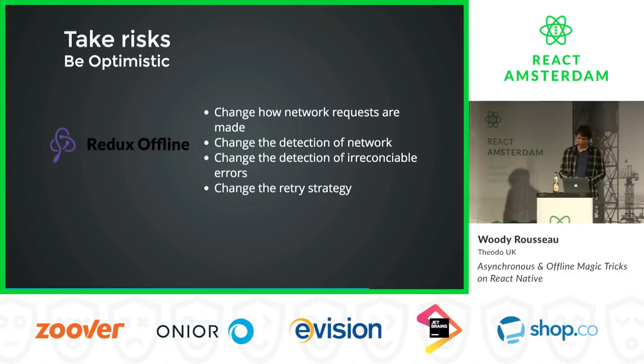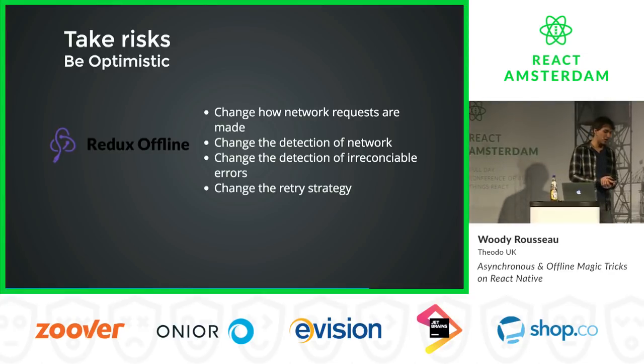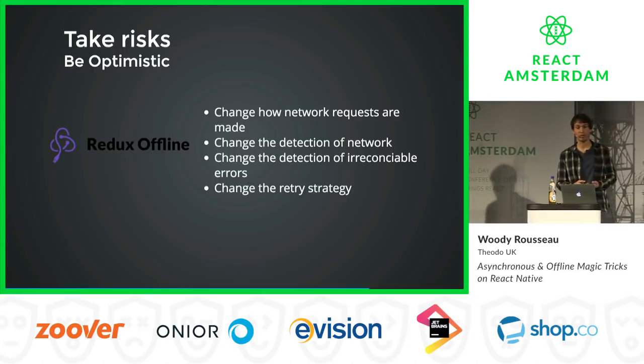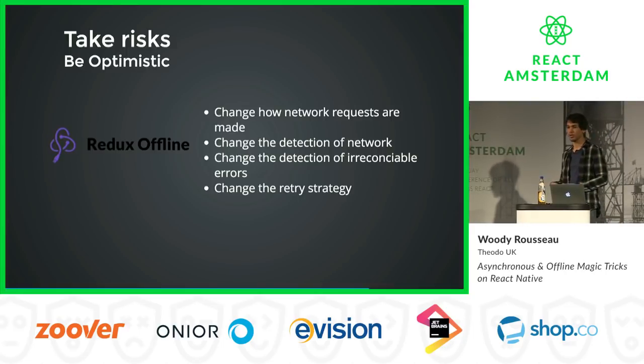A couple of things you can customize actually once you want to implement Redux Offline. You can change how network requests are made. Maybe you have some sort of a middleware to handle your API. That can be done. It doesn't have to be using fetch by default. You can also update the strategy for detecting the network. Maybe you want to just hit google.com or whatever to check if the network is available because you don't want to use NetInfo for some reason.